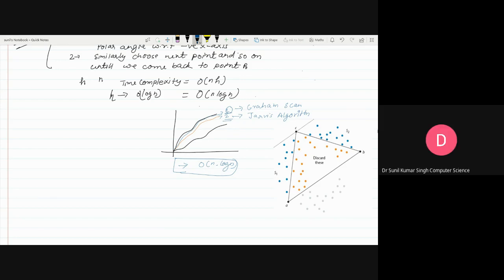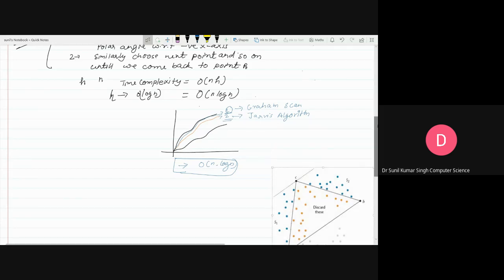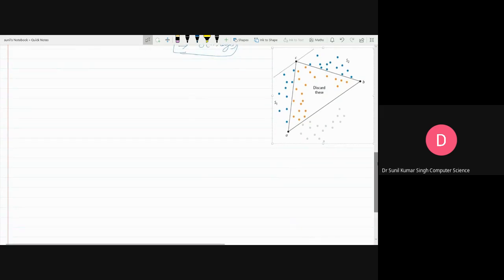Okay, fine. Now we have to discuss another algorithm, that is the quick hull algorithm. The quick hull algorithm is basically based on the concept of the divide and conquer approach. Let me drag it down. This algorithm is based on the divide and conquer approach.